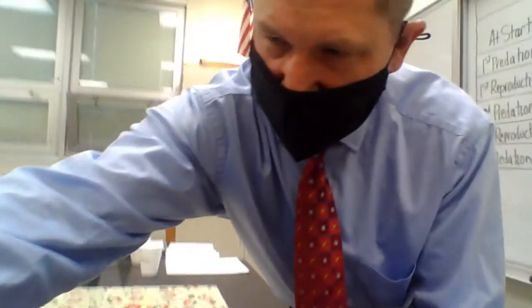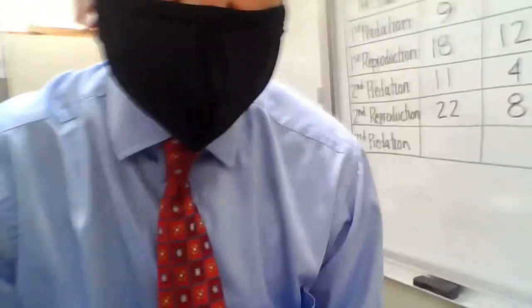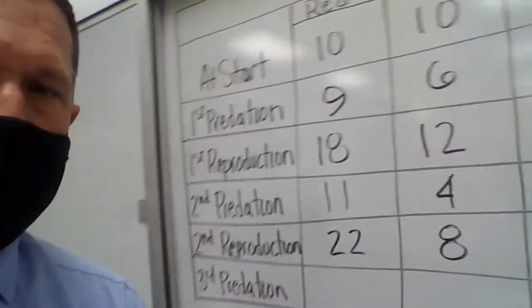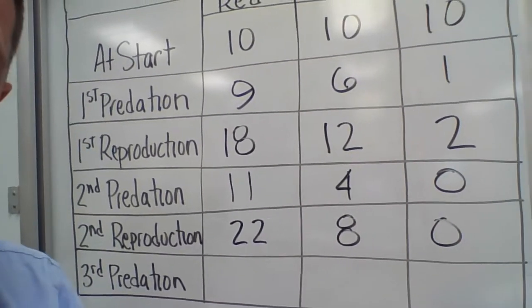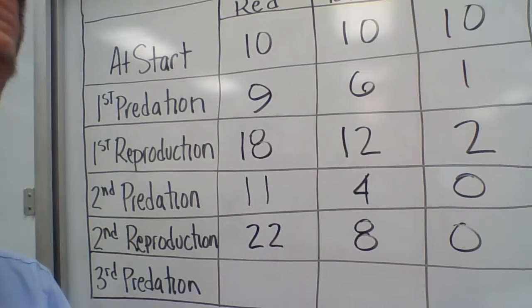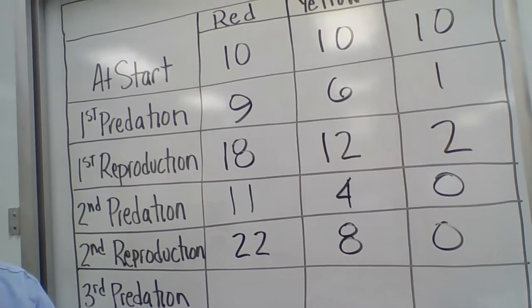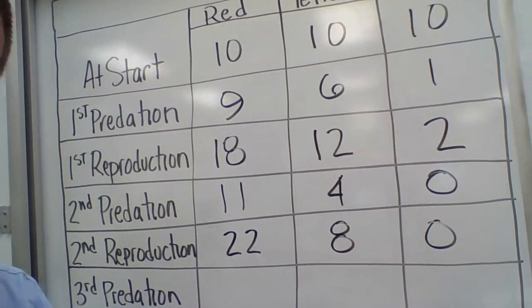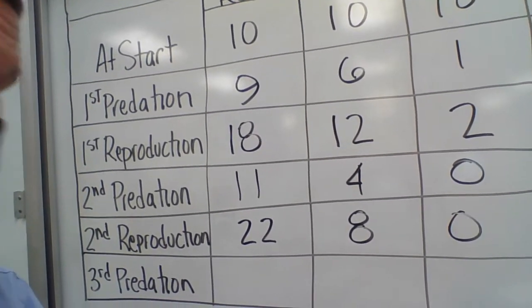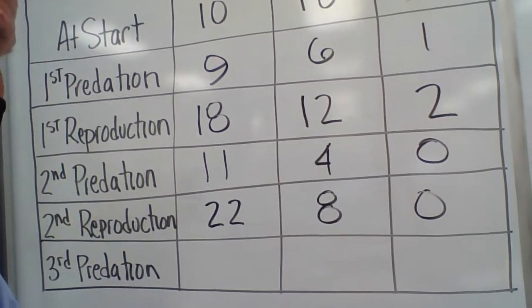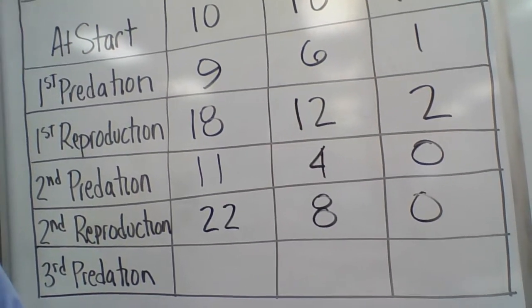Again, we're back. We got all the numbers for the second predation. All of the blues got eaten. Blues actually stood out pretty much on that flowery background. We still have a lot of reds, 11. We had 4 yellows. They're still existing. They all reproduced, so we went to 22 reds and 8 yellows and 0 blues. And we're ready for our third predation.